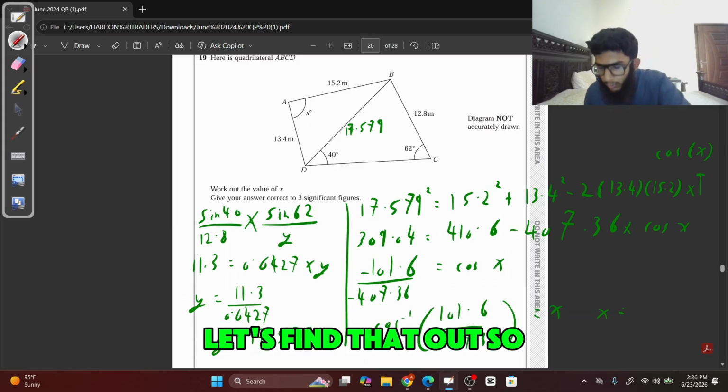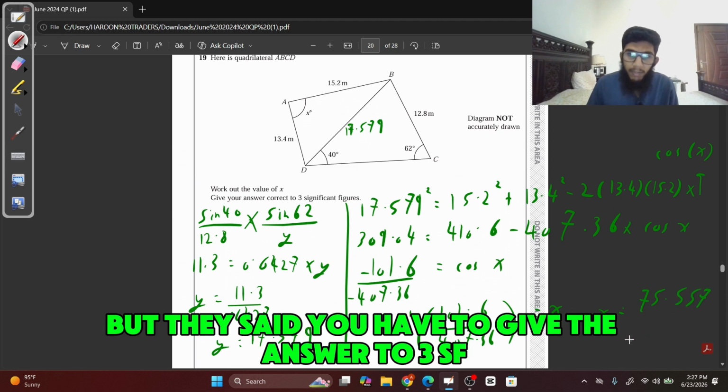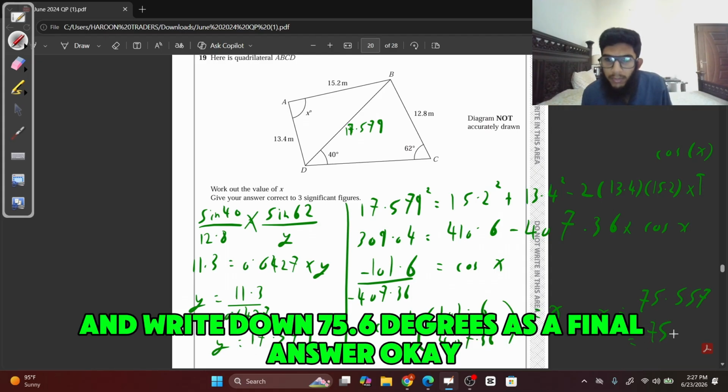Okay, let's find that out. So cos inverse of 101.6 divided by 407.36 is equal to 75.557. But they said you have to give the answer to 3 SF. So 1, 2, 3. Check the next one. That's 5 or bigger. So you have to increase it and write down 75.6 degrees as a final answer.